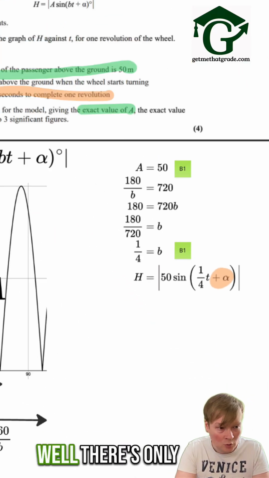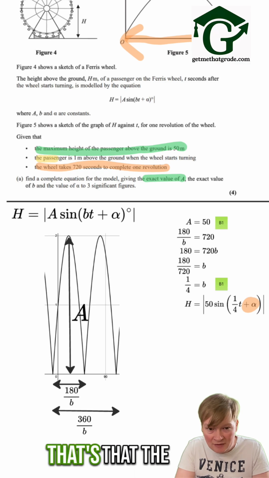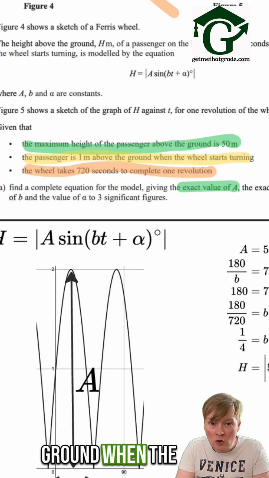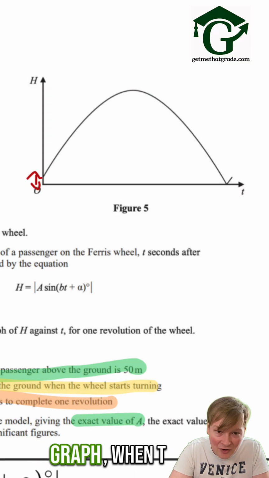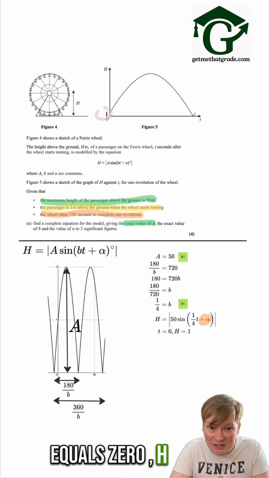How can we do that? Well, there's only one piece of information we haven't used. That's that the passenger is 1 meter above the ground when the wheel starts turning. So that's really talking about this height here on the graph. When t equals 0, h equals 1.